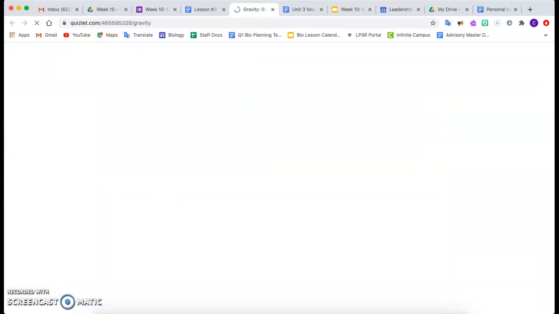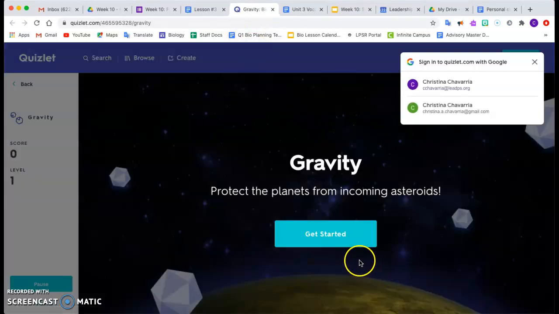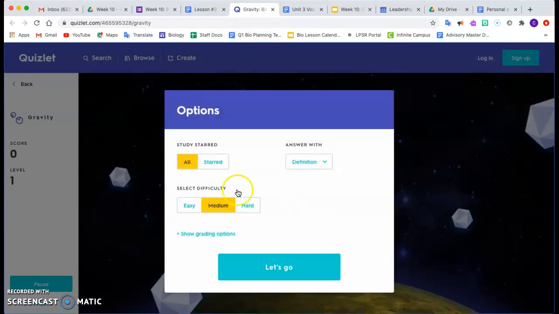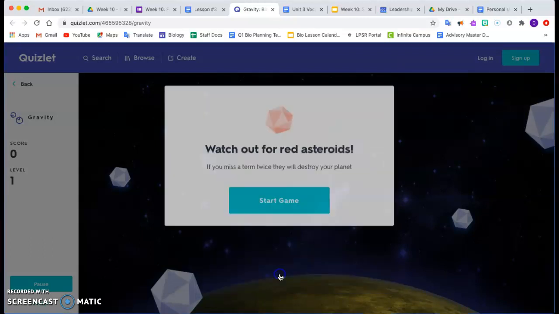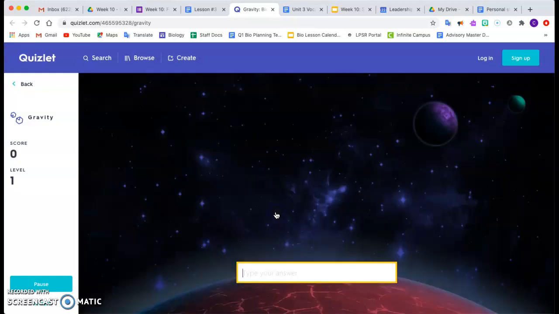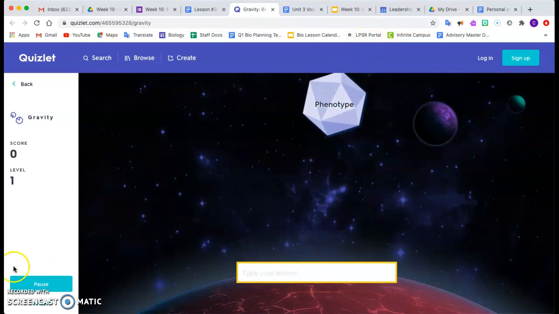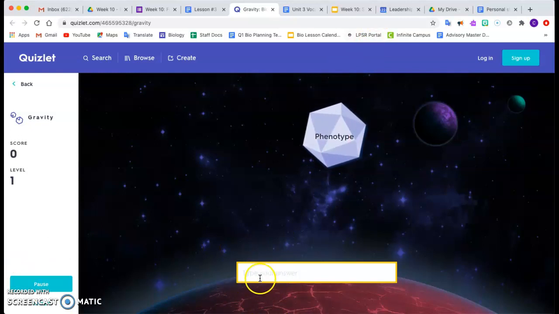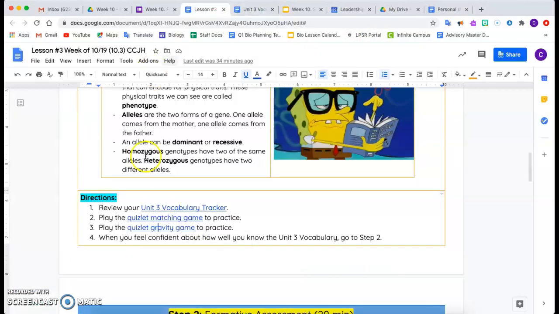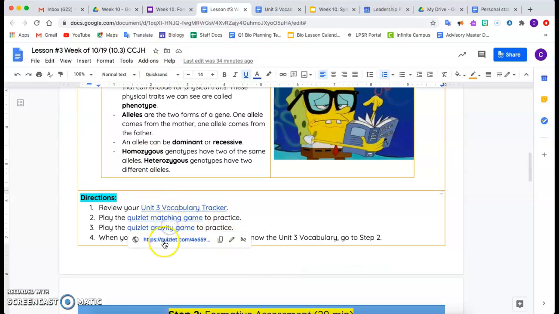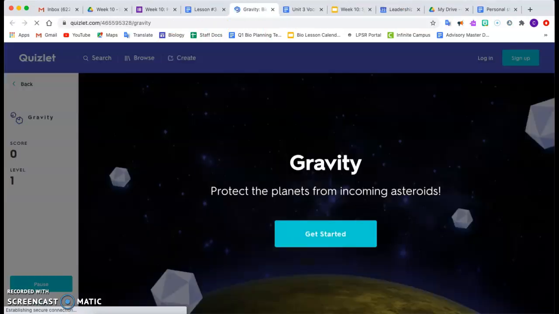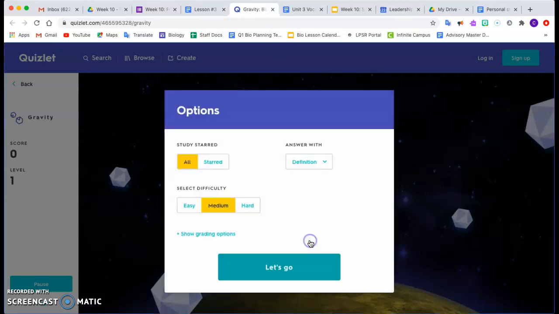There's also the Quizlet gravity game. You are trying to protect the planets from incoming asteroids by practicing your vocab. So here we see phenotype is coming towards the planet, so you have to type in your answer for phenotype. Make sure that when you play the gravity game your settings are set specifically so that you answer with the term.